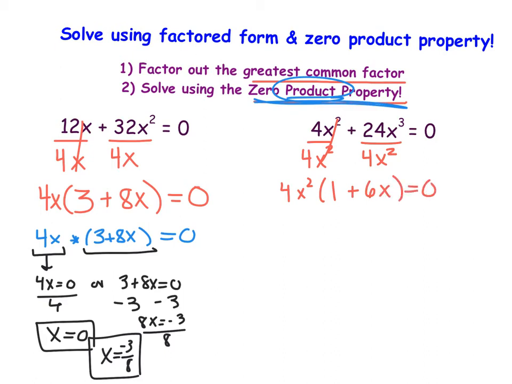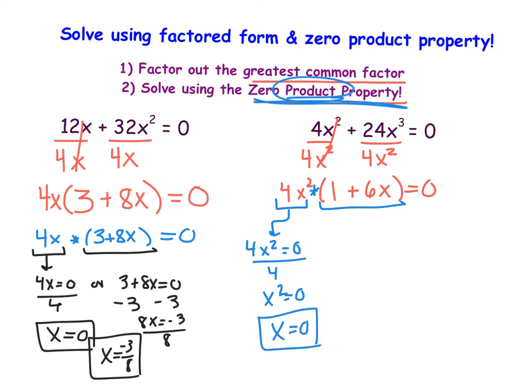So then from here I can see I have the zero product property because I have something times something is equal to 0. So I set each little part equal to 0. So here I would get, divided by 4, x squared is equal to 0. Well, the only thing times itself that will equal 0 is 0 itself. So I have x equals 0.